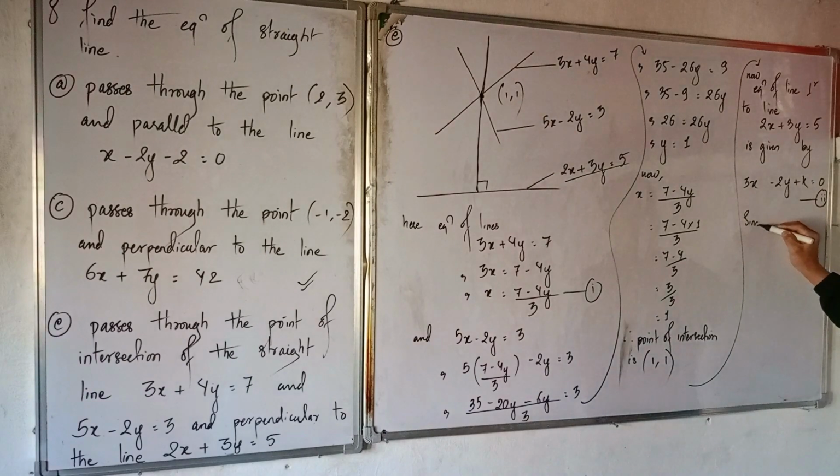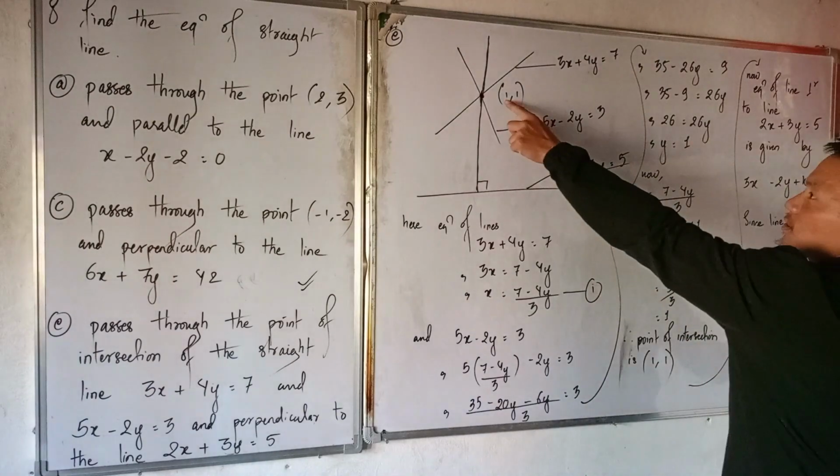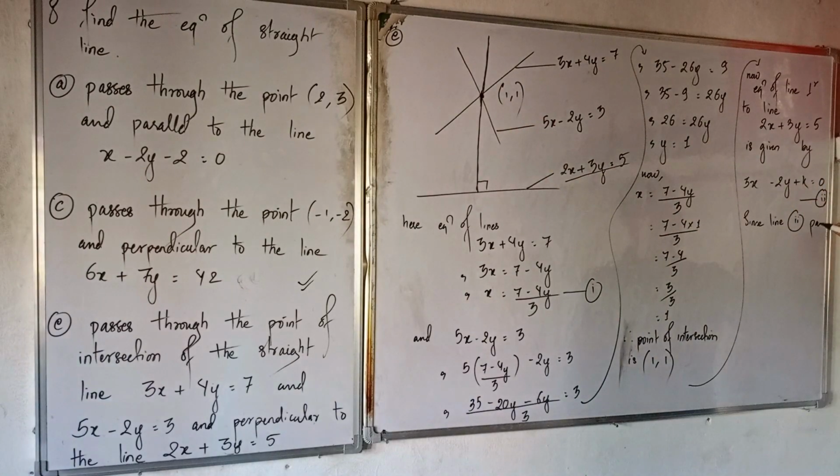Since line II passes through (1, 1), then just substitute the values: 3 into 1 minus 2 into 1 plus k equals 0, or 3 minus 2 plus k equals 0, or 1 plus k equals 0, or k equals minus 1.